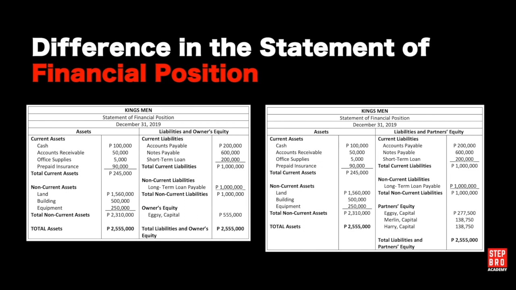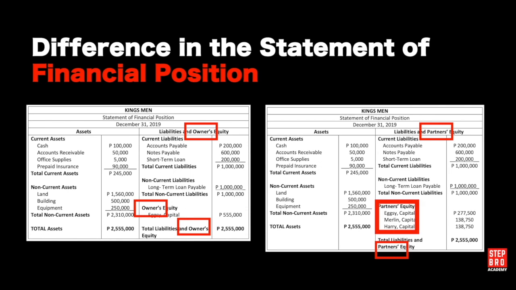Basically, the difference between the two balance sheets is the label in each of the equity section. In the balance sheet of the partnership, you'll just simply replace owner's equity with partner's equity. And almost forgot, they do have a difference in the equity section. The partnership would have more than one capital account in that section.